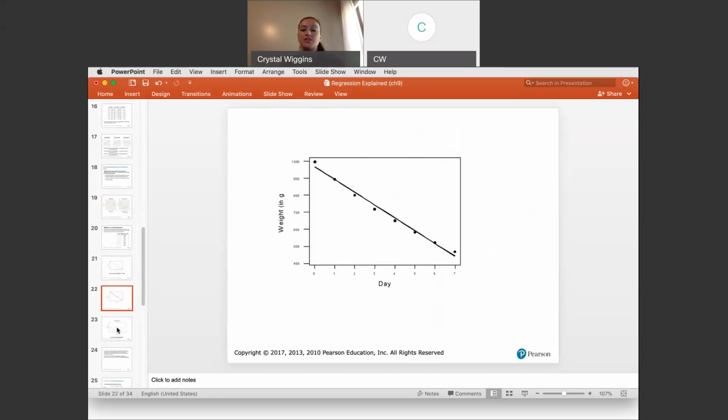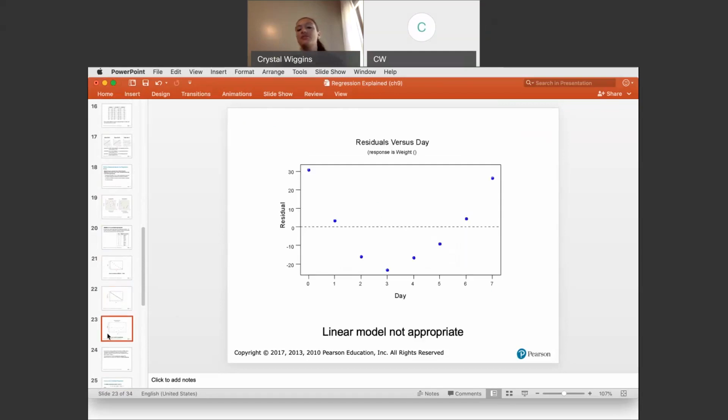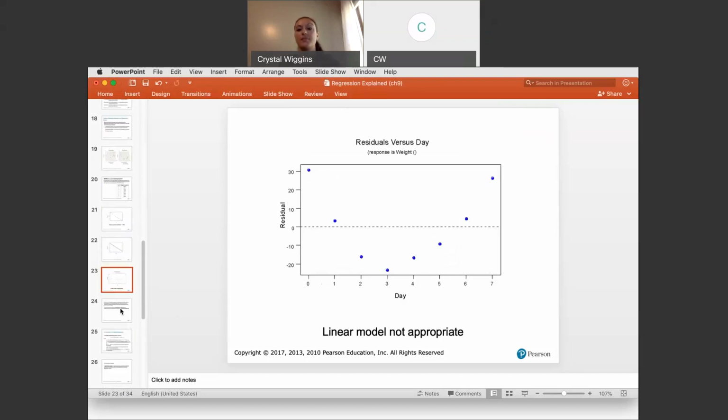If we drew the least squares regression line, we can see these dots are not falling very far from it. I would expect the coefficient of determination to be quite high. But when I look at the residual plot, I see that the linear model is not appropriate. A linear regression is not appropriate for this data because the residuals show increasing and decreasing patterns. What we can't see with the naked eye, this residual plot is telling us: we should not be using a linear model.